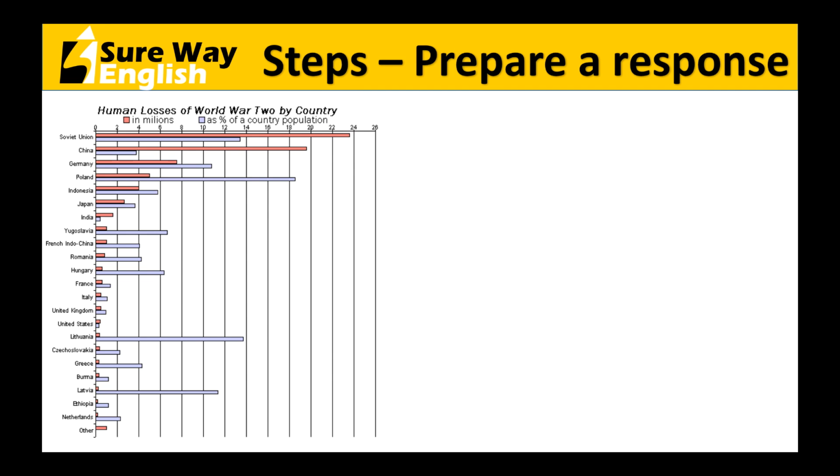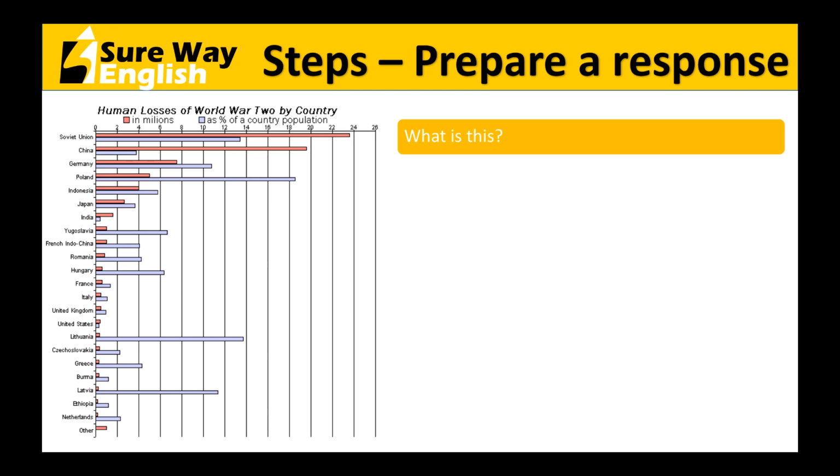So when you are answering this type of questions, I would recommend to go through a number of steps to prepare a response. For example, let's say you are presented with a bar graph with a number of different bars. In our example, this bar graph shows human losses of World War II by country. Now, I recommend that you ask yourself a set of questions step by step, and if you go through those steps and you answer those questions, then you will automatically have a very good response.